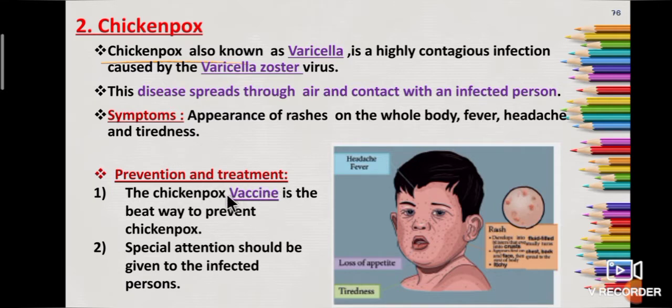Prevention and treatment of chickenpox: the chickenpox vaccine is the best way to prevent chickenpox. Second point, special attention should be given to the infected persons.